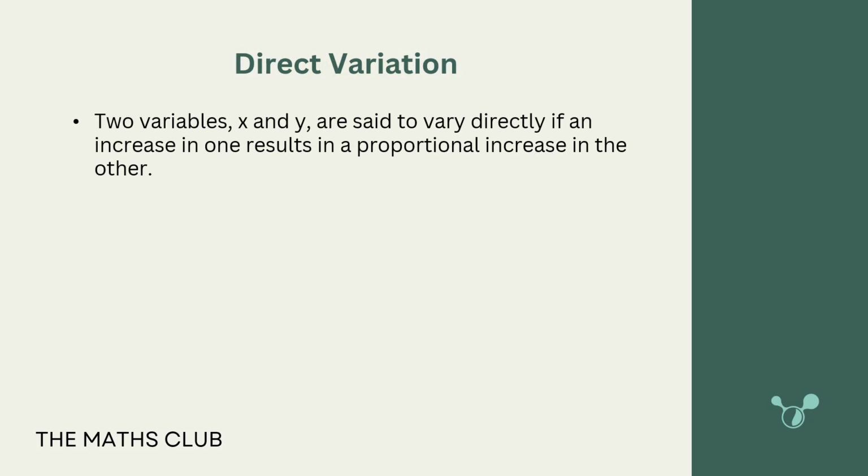Two variables x and y are said to vary directly if an increase in one results in a proportional increase in the other. As I was saying, if you had 1,000 naira, what you could buy was maybe a recharge card or something. Now you have 100,000 naira. Of course, you can afford some good things, right? So the more money you have, the more money you can spend, and the more things you can actually buy.